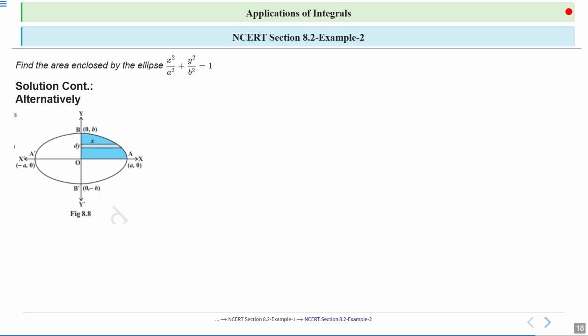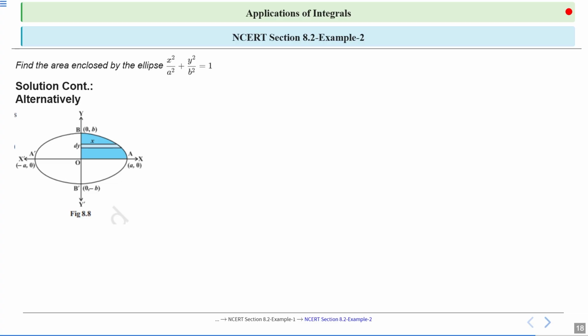So in the first part, we take the strip parallel to the y-axis, the vertical strip. Now we can also solve this problem by taking the horizontal. To find the area enclosed by any curve, the first problem is to draw the graph for that curve, and the second problem is to see whether the curve lies below the x-axis or above the x-axis.